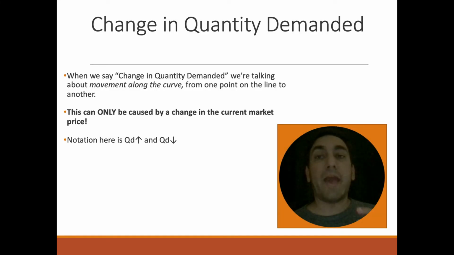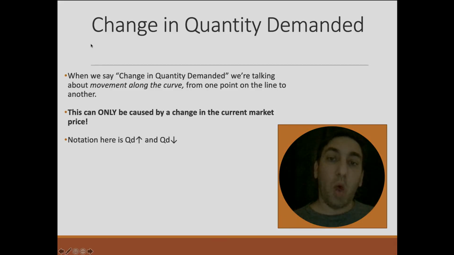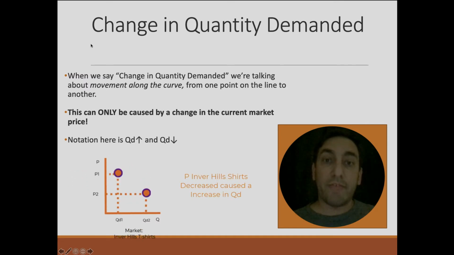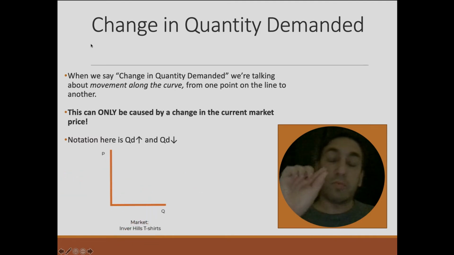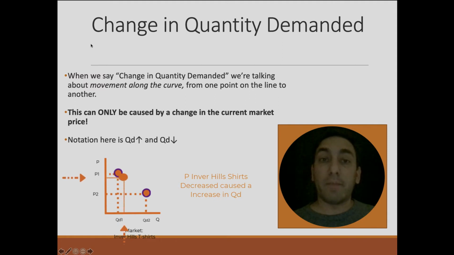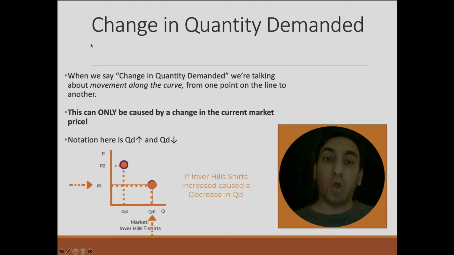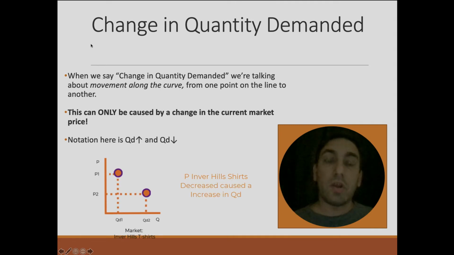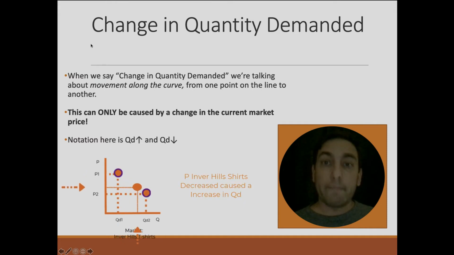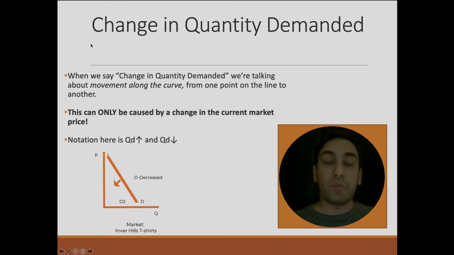Okay, so just a recap, because we have 2 concepts that sound really similar. When we talk about a change in quantity demanded, what we're talking about is a change in the market price of that good, which causes us to move from one point on the demand curve to another point on the demand curve. So in our example, the only thing that can cause movement along the demand curve, the only thing that can change the quantity demanded of Inverhill shirts, is if we raise or lower the price of Inverhill shirts. That's movement along the demand curve, and its notation is a change in QD.